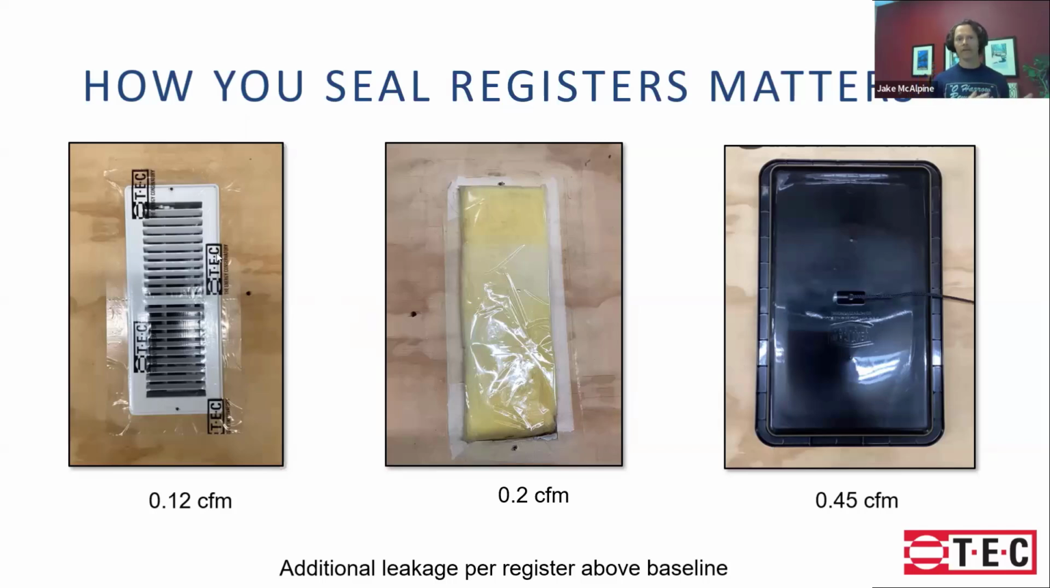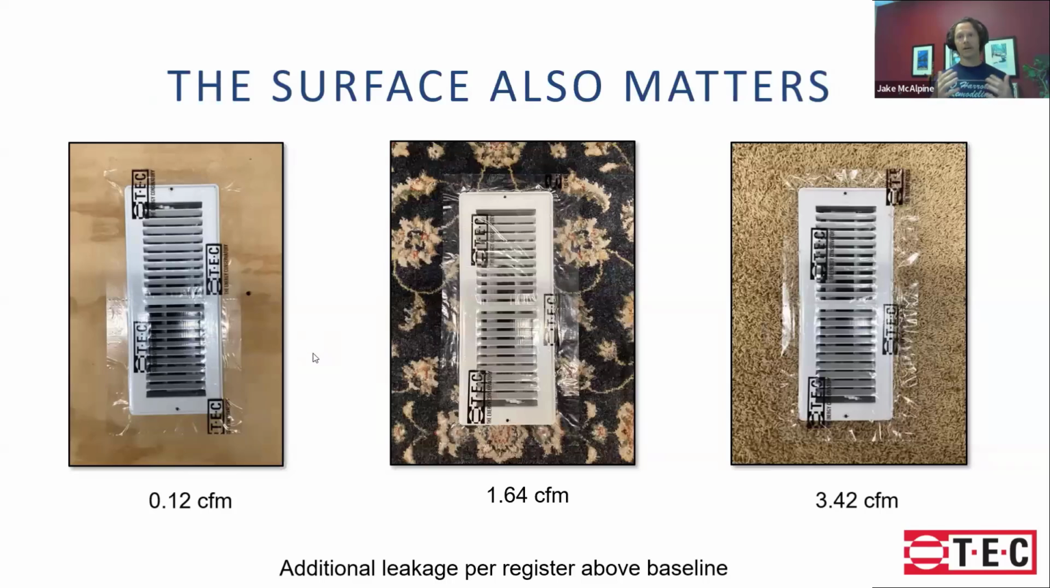And what we saw when we had just a standard floor with a register in it, screwed down, there's a little bit of variability between those types of sealing. Is this going to break the bank? This is less than a tenth to a half of a CFM. But when we have 10 or 15 or 20 registers in a house, this can start to add up, especially on a test that's close to passing. So the registers matter, but the technique and the surface have a much bigger impact.